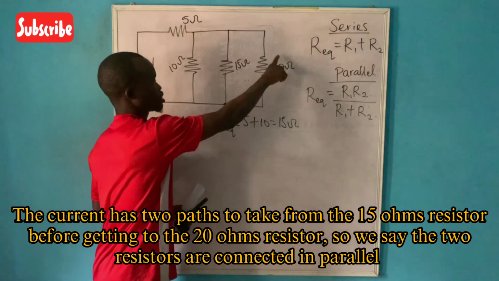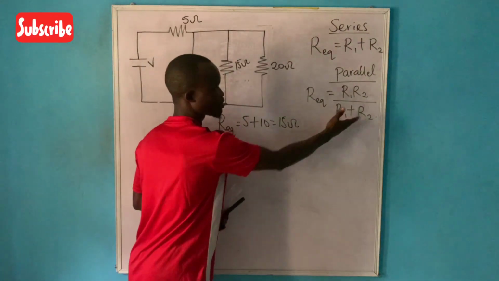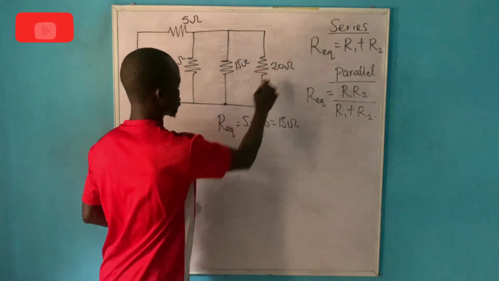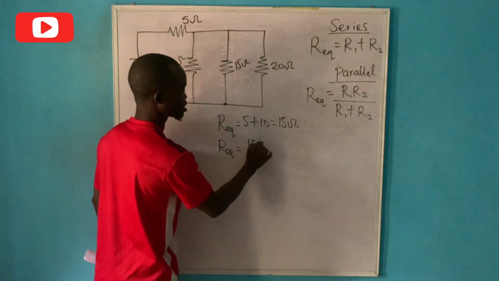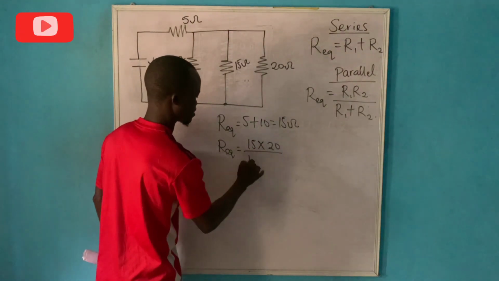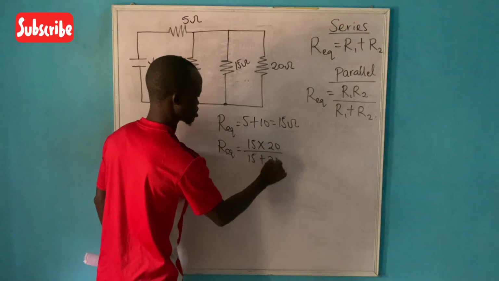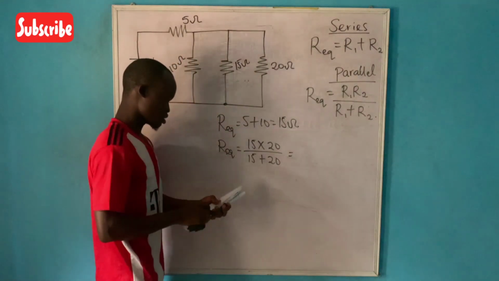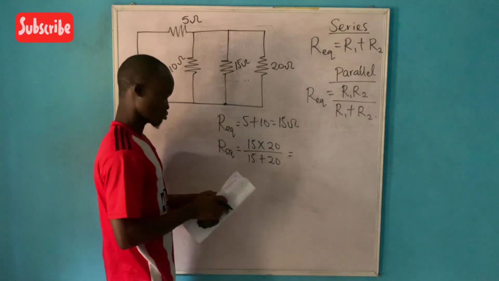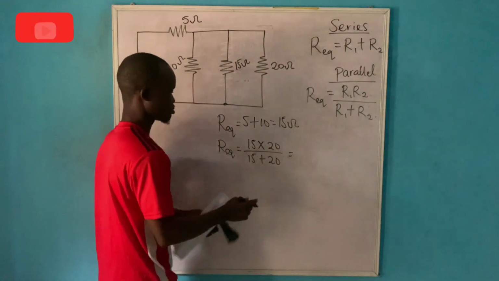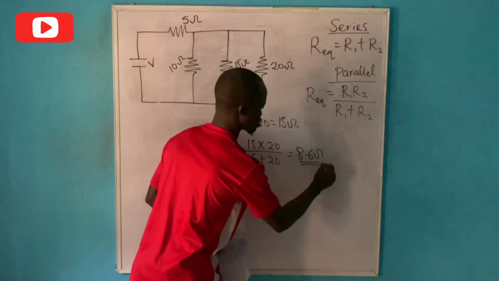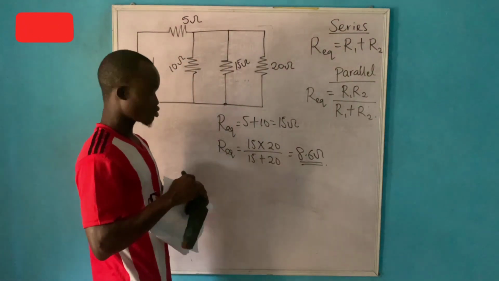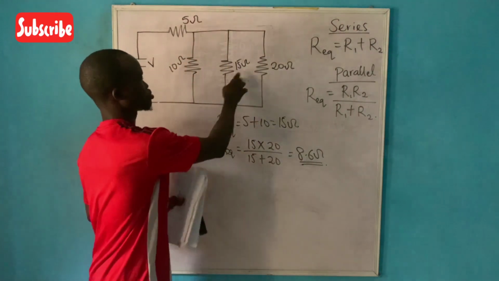And how do we find the equivalence of the 2? We are going to follow this. So now the equivalence is going to be 15 times 20 over 15 plus 20. And this is approximately 8.6 ohms. So we can combine these 2 resistors together.